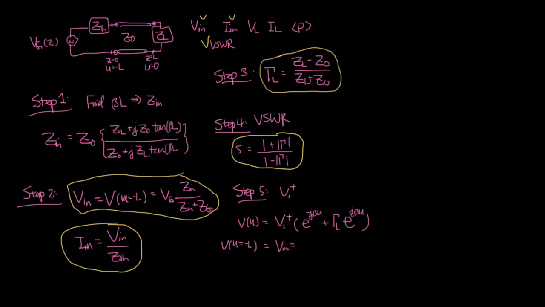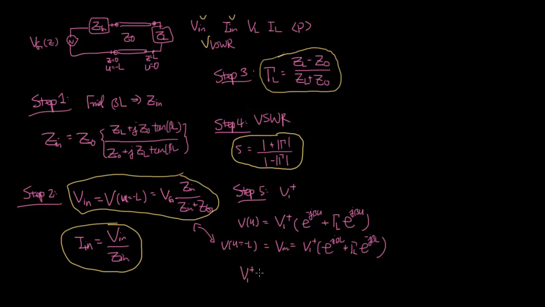So that is going to equal V1 plus, and I'm just going to substitute this minus L in here. We get e to the j beta L plus gamma L e to the minus j beta L. And this Vin we also have over here, right? So if we compare these two, we can actually solve for V1 plus.